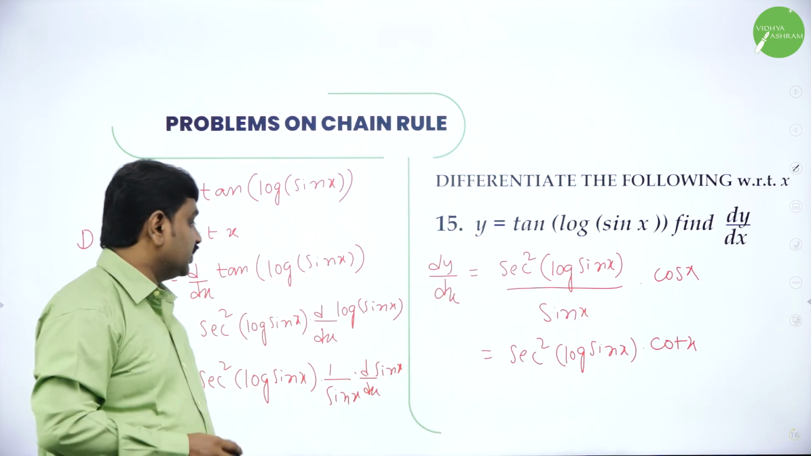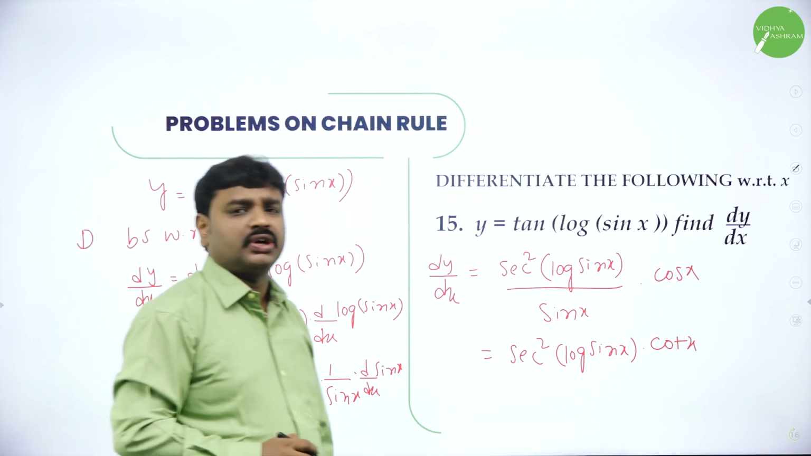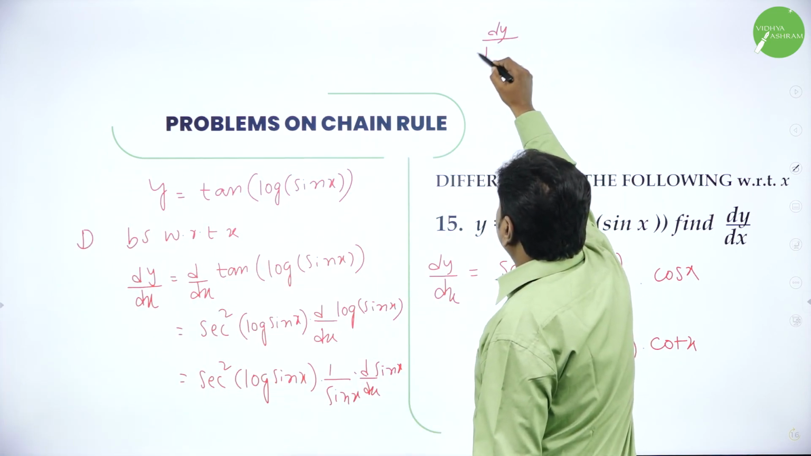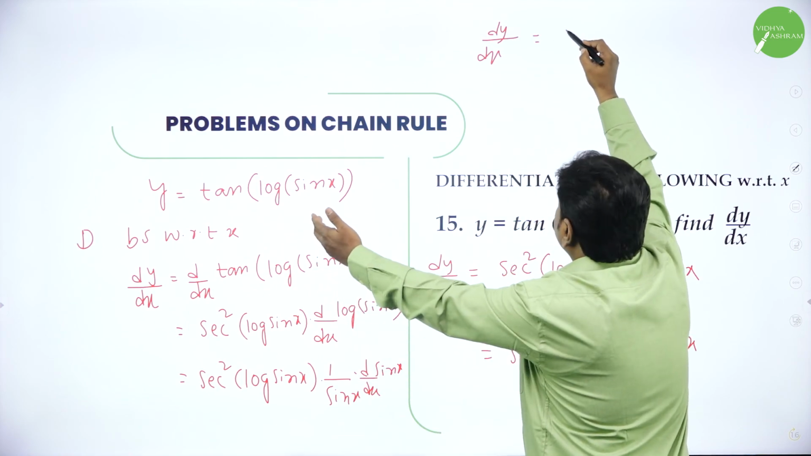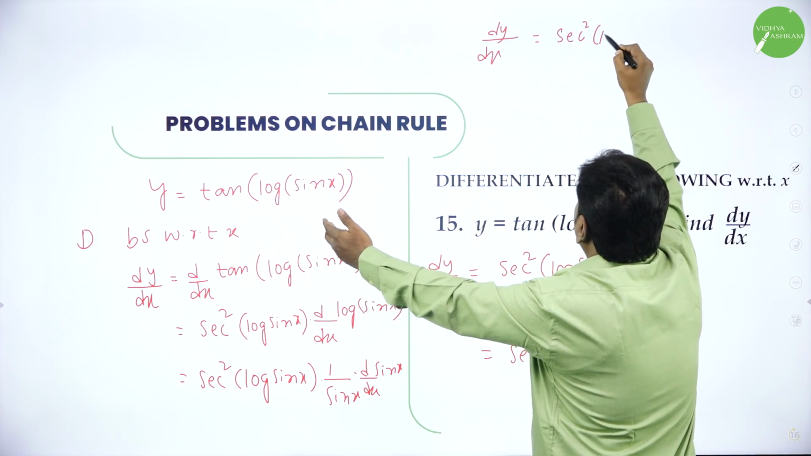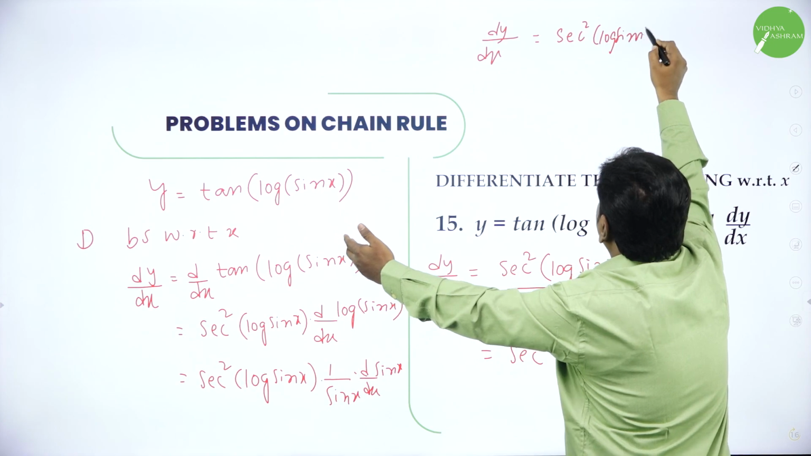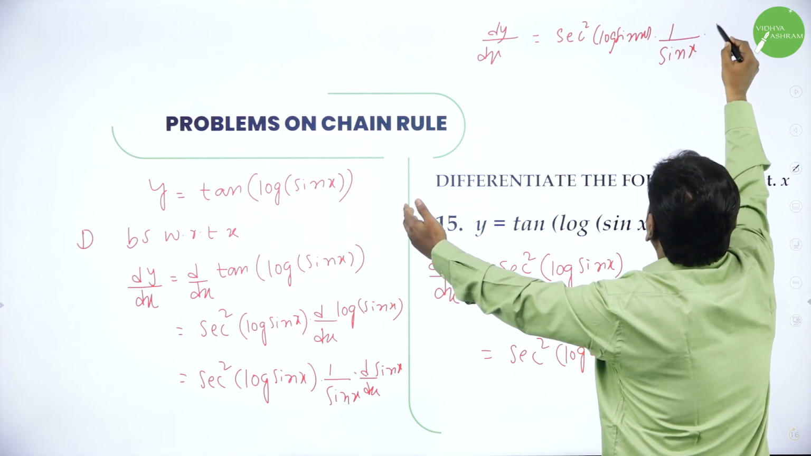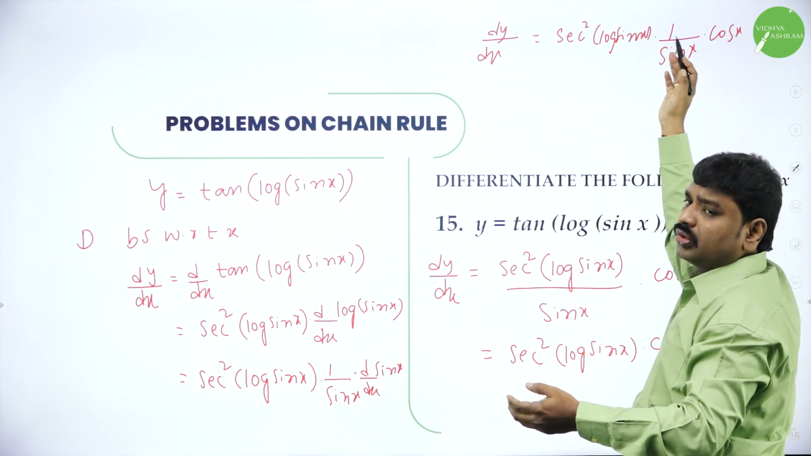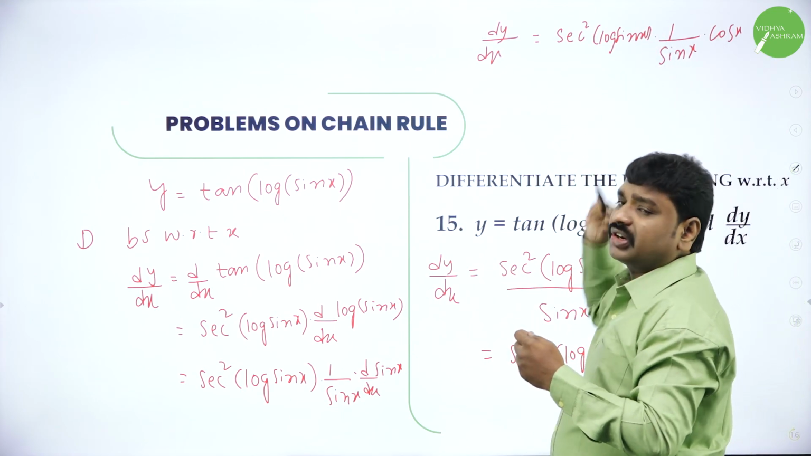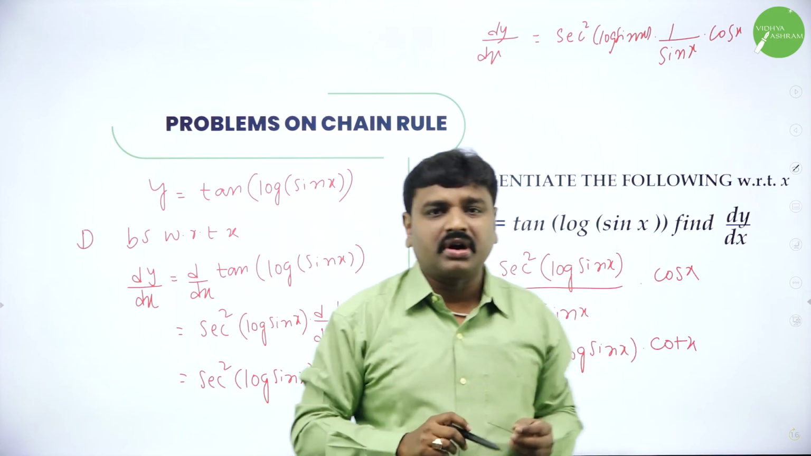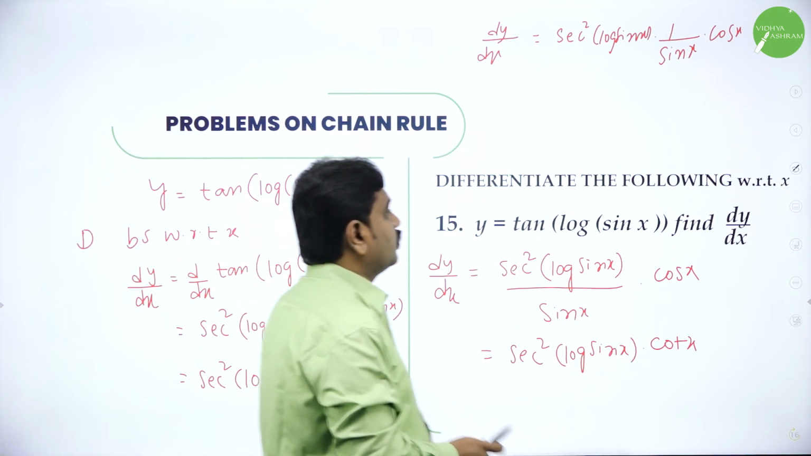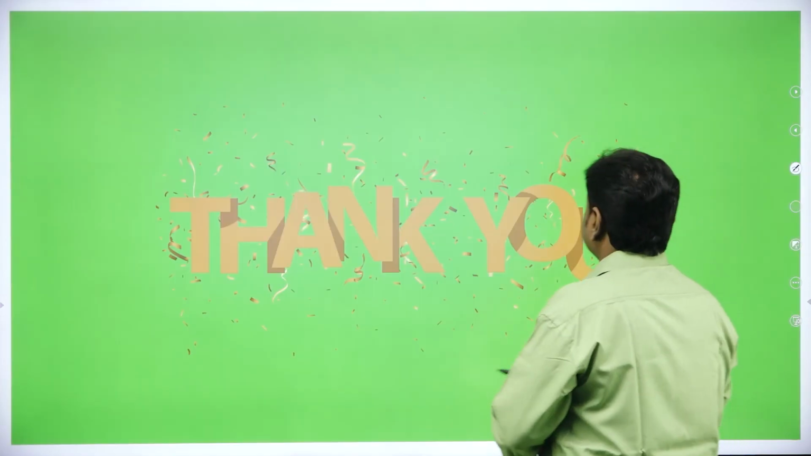Function of function ಇದ್ದಾಗ chain continues. In one step also I can do this. How to do it in one step? So dy by dx is equal to derivative of tan is secant square log sin x into d by dx of log sin x is 1 by sin x into derivative of sin x is cos x. So chain rule ಒಟ್ಟಿಗೆ ಅಪ್ಲೈ ಮಾಡಿ ಒಂದೇ ಸ್ಟೆಪ್ಪಲ್ಲೂ ಆನ್ಸರ್ ತರಬಹುದು, ಒಂದೇ ಸ್ಟೆಪ್ಪಲ್ಲೂ ಡಿಫ್ರೆನ್ಷಿಯೇಟ್ ಮಾಡ್ಬೋದು. ಬಟ್ ಟು ಮೇಕ್ ಯು ಅಂಡರ್ಸ್ಟ್ಯಾಂಡ್ ಐ ಹ್ಯಾವ್ ಡನ್ ಆಲ್ ದ ಪಾಸಿಬಲ್ ಸ್ಟೆಪ್ಸ್, ಸೊ follow this.